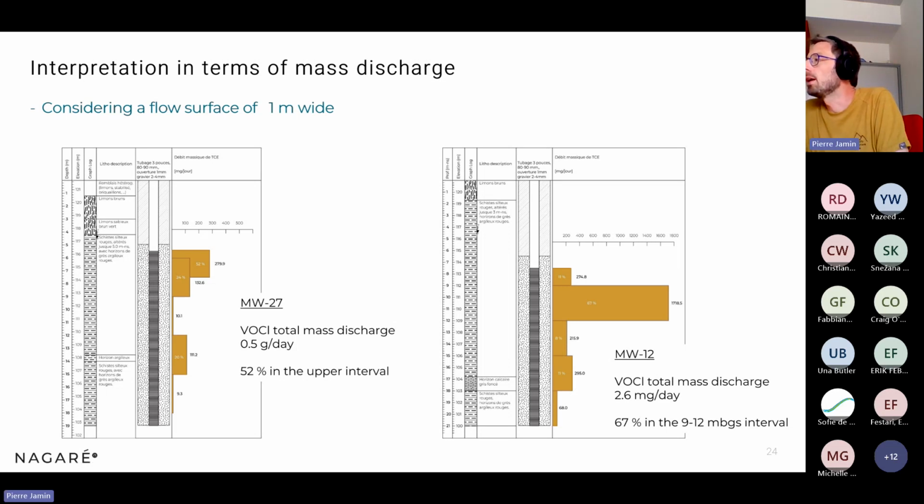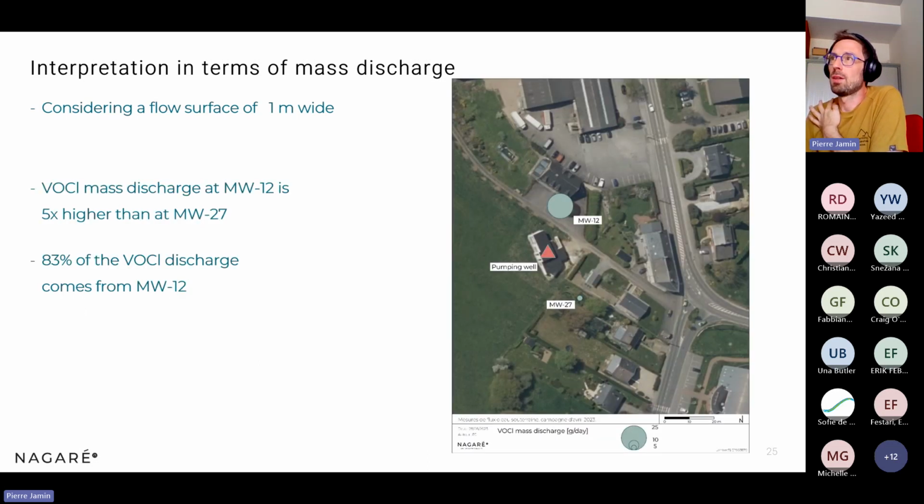And also, again mainly in the upper intervals, in monitoring well 12. So it means that if you look at the mass discharge around the pumping well, we have a chlorinated solvent mass discharge that is 5 times higher in the north than the one that is measured in the southeast. So that mainly orients us toward the source of the chlorinated solvent that is located north of the pumping well.